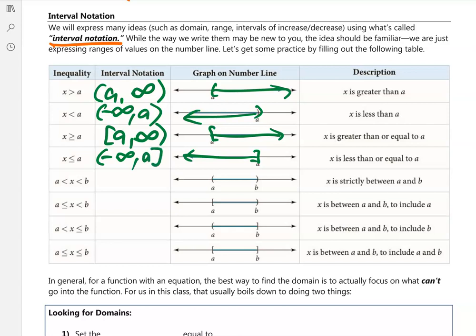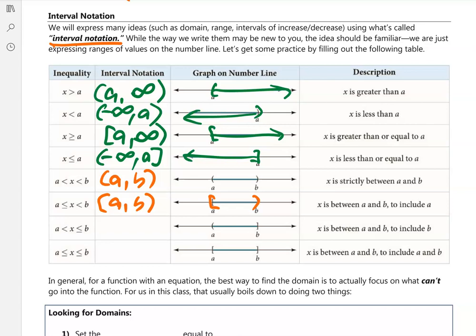Next, between a and b, strictly between a and b, so not including a and b. So that is (a, b). And then x such that a is less than or equal to x less than b, including a, not b, below b. So that is [a, b).